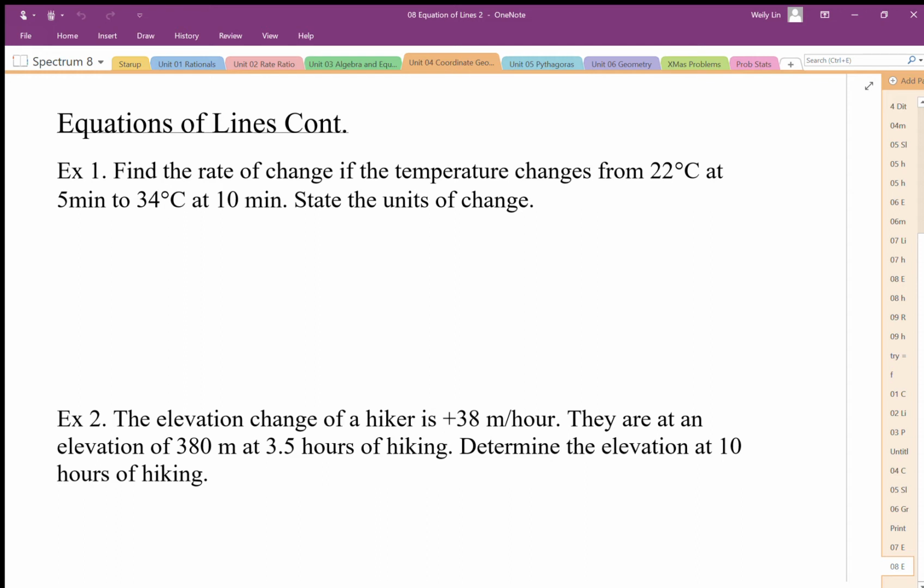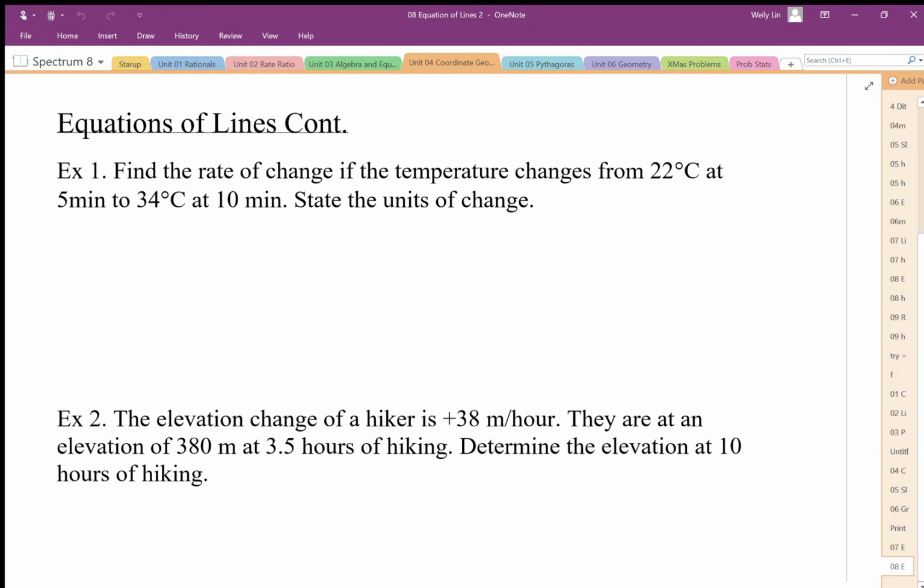So when we look at these relationships here, it says find the rate of change of the temperature if the temperature changes from 22 degrees Celsius at 5 minutes to 34 degrees Celsius at 10 minutes. So what we're looking for is some rate of change, or a constant rate to give us the angle, and some starting position to be able to fix that line into place. So it's been given to us in words. We're being asked to come up with the equation for this.